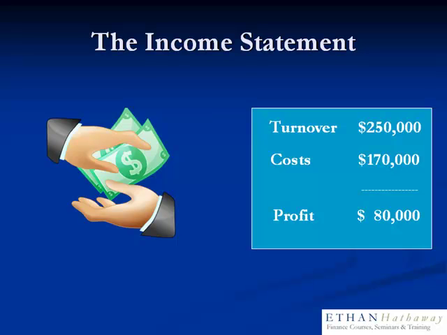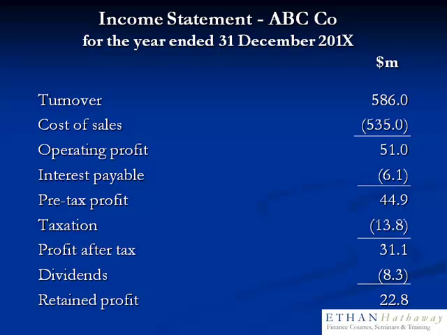However, as we can see from the income statement for ABC Company, profit features more than once. First, there is operating profit, then pre-tax profit, followed by profit after tax, and finally retained profit.